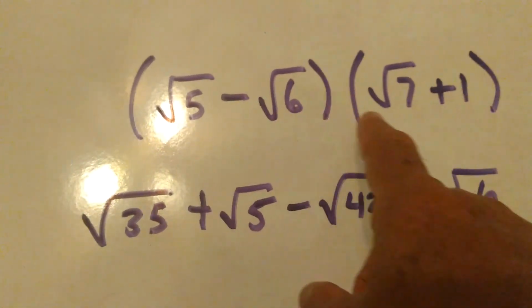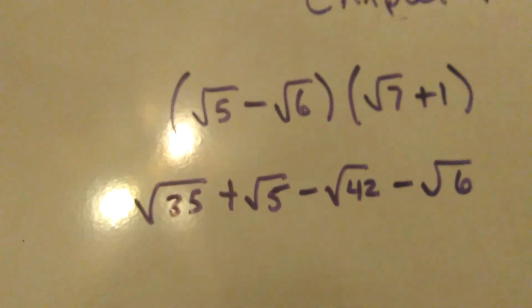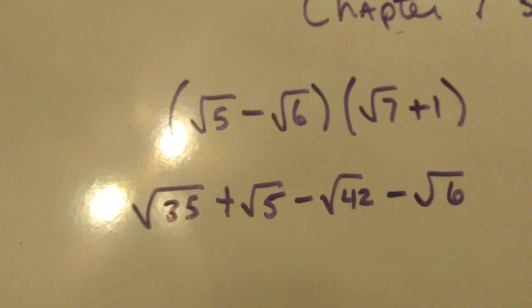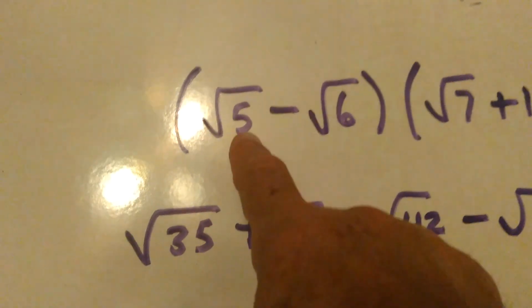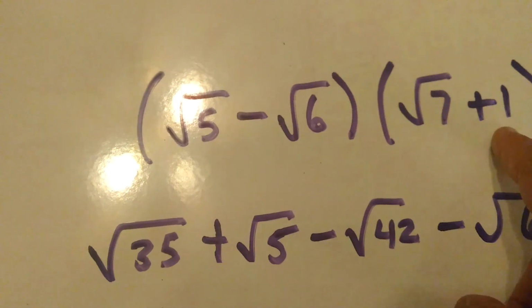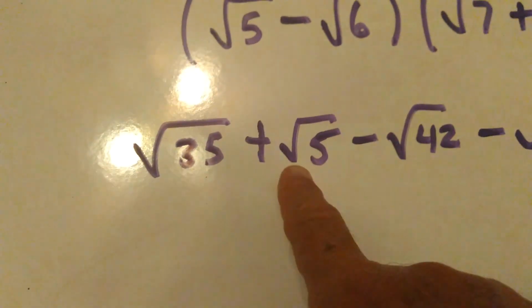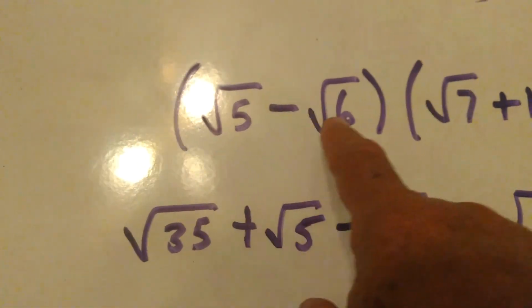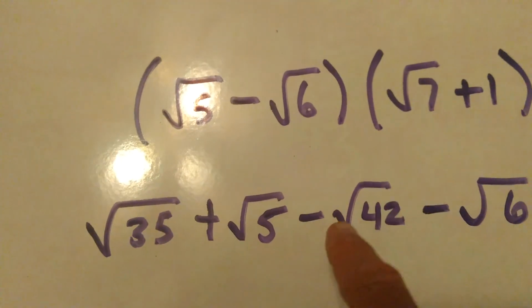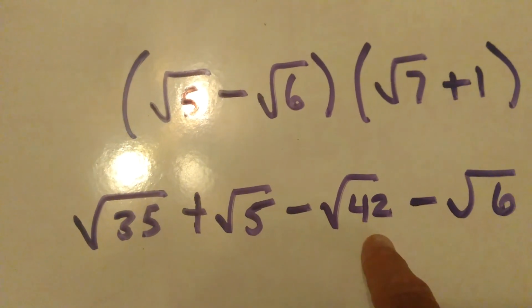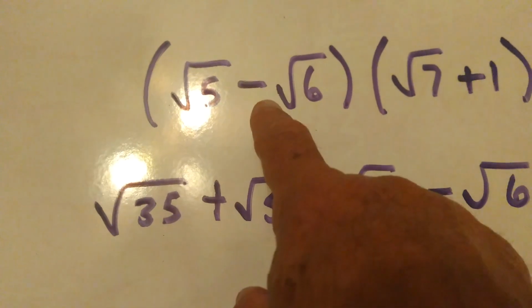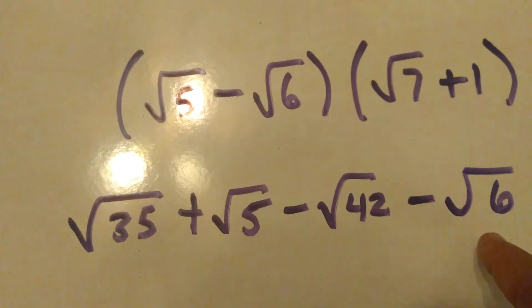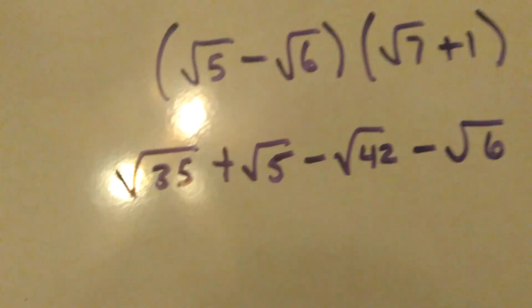And it's inside times inside. So when I'm multiplying radicals, remember, outside times outside, inside times inside. I go square root of 5 times 1, which gives me a plus square root of 5. I go a minus square root of 6 times square root of 7, which gives me minus square root of 42. And I go minus square root of 6 times 1, which gives me minus square root of 6.